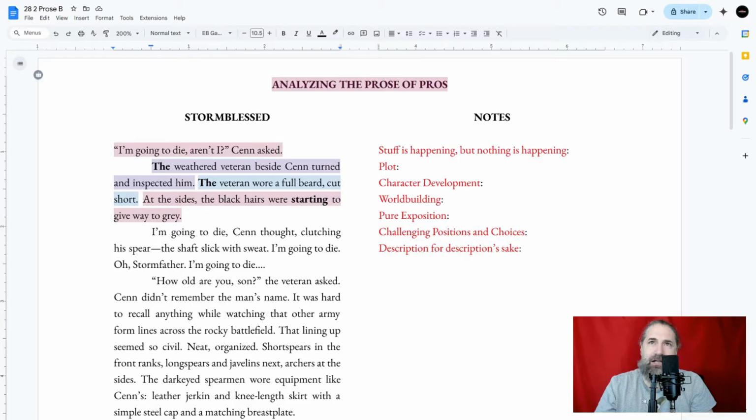I'm going to die, Sen thought. Oh, okay. All right. This is going to be a fun breakdown of a sentence. I'm going to die, Sen thought, clutching his spear, the shaft slick with sweat. Oh, Stormfather. Do you think Brandon Sanderson sings?